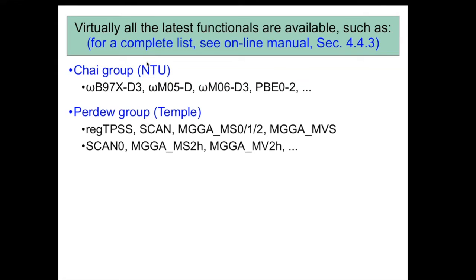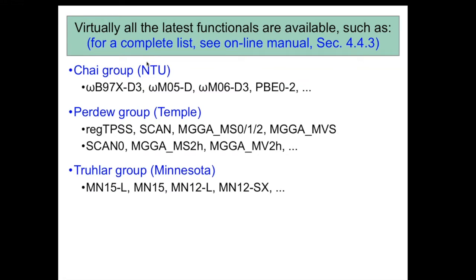The Truhlar group at Temple, virtually all of their latest functionals are in QChem, and this is a laundry list too long to read out individually, but suffice to say that I'm not sure that you can run all of these in any other code at the moment. The Truhlar group at Minnesota is very active in the development of density functionals, and you can, I believe, you can for sure run the MN12 functionals in version 4.4, and I think we already have the MN15 ones in there. We can check into that afterwards. If not, they'll be in 4.4.1 coming out very shortly.